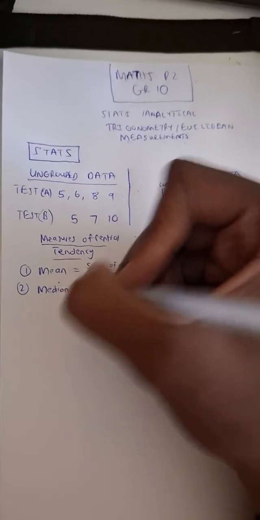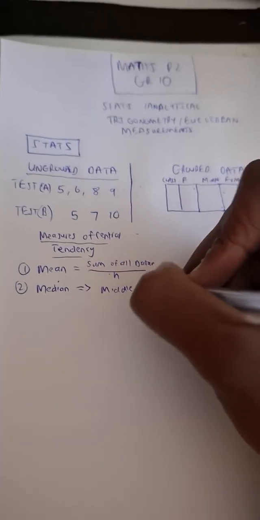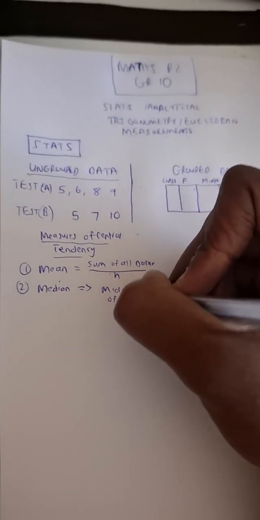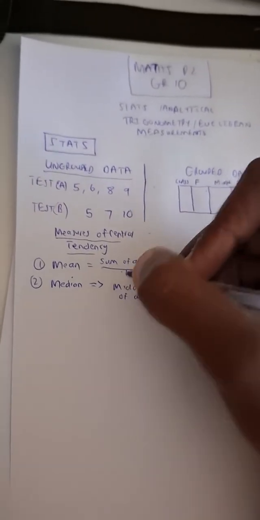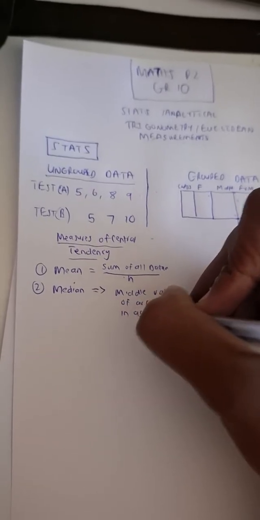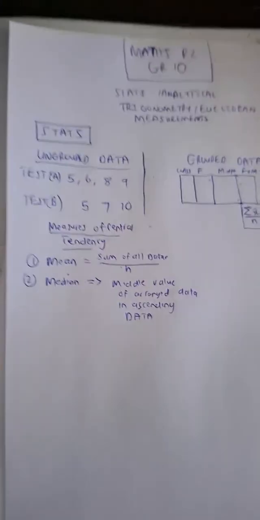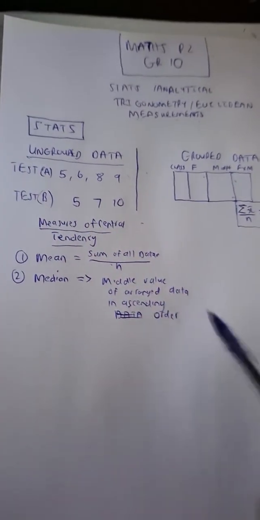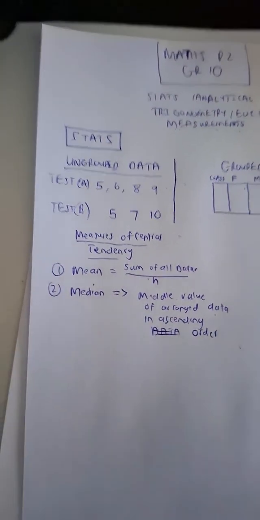Median is the middle value of arranged data. So the data must be arranged, and preferably in ascending order. By ascending order, we mean from smallest to biggest. So your median is your middle value of arranged data in ascending order.